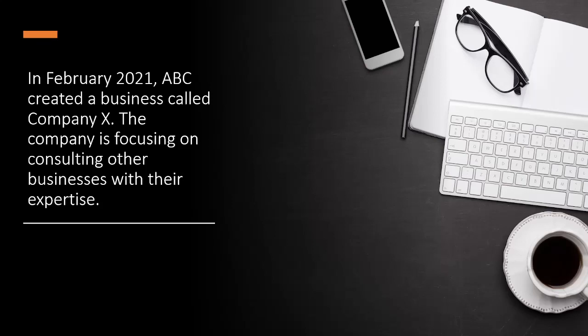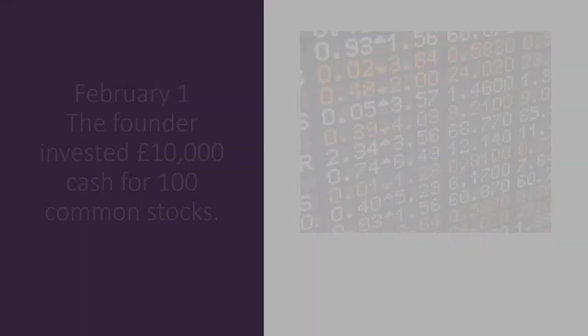So in February 2021, ABC created a business called Company X. The company is focused on consulting other businesses with their expertise. So it's business to business, a consultancy more or less. So what we're going to do now is look at the journals and look how to record everything they've done in February. So we can start by looking at the first journal.